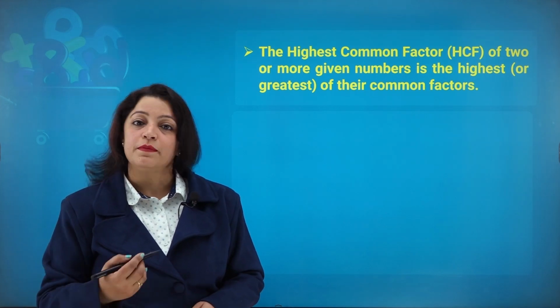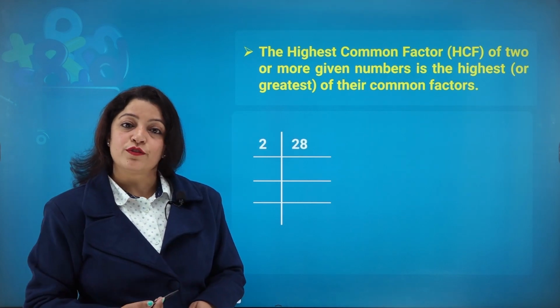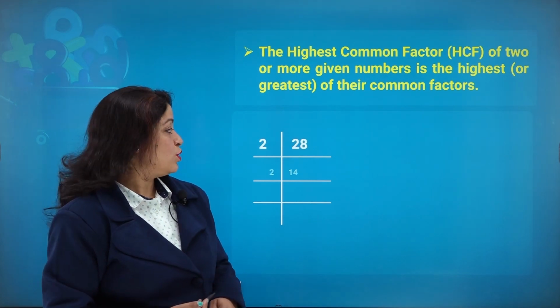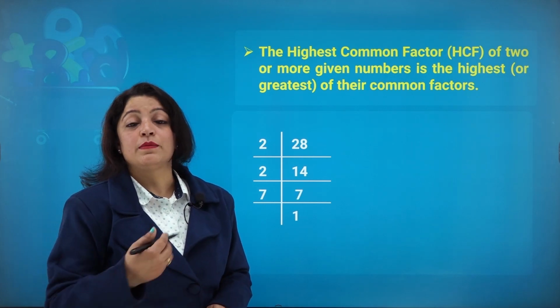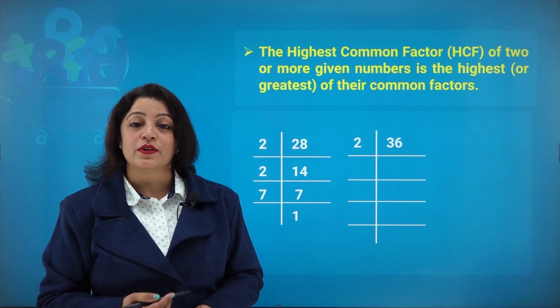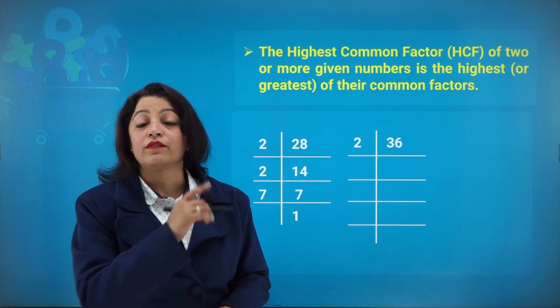Now let us see some examples for this. So if I ask you to find the factors of 28, as we have done in the previous segment also, we get 2 into 2 into 7. Now let me find for one more number, and the number is 36. So 36 is divisible by 2. Now, how can we do the division?